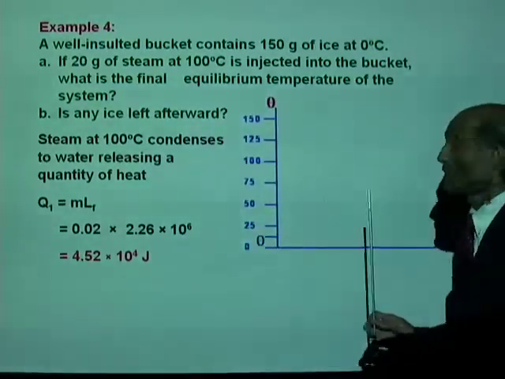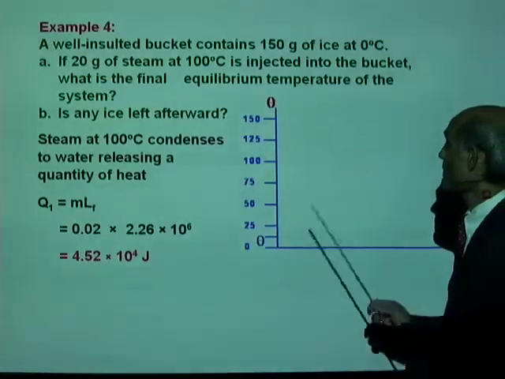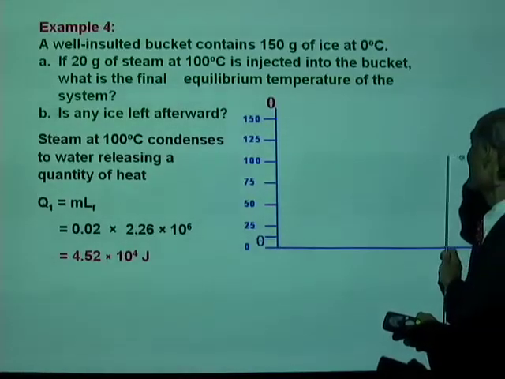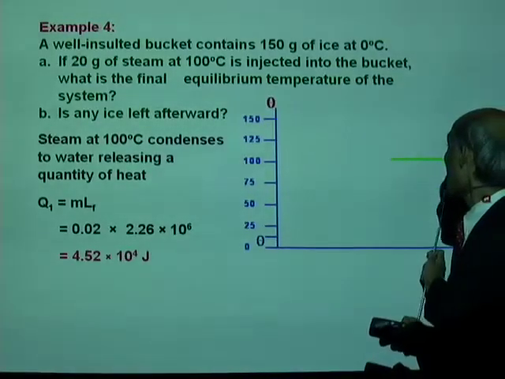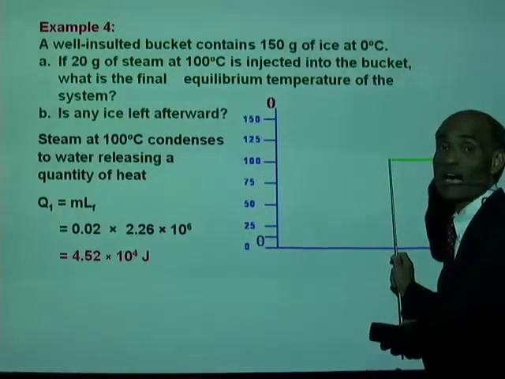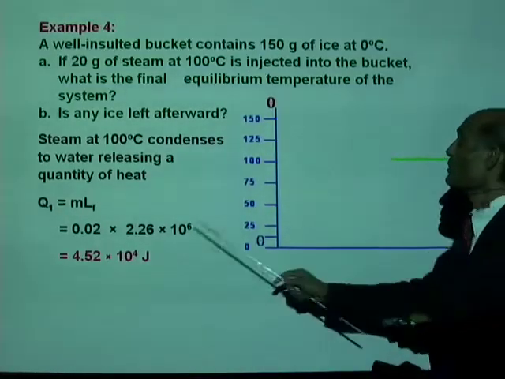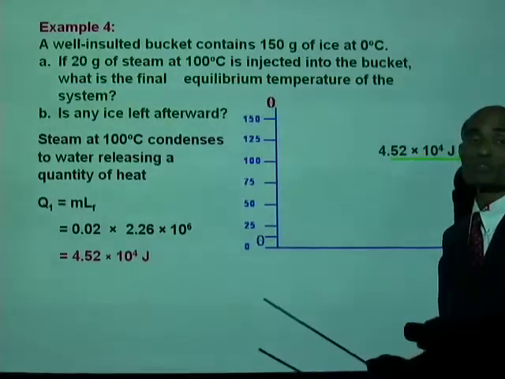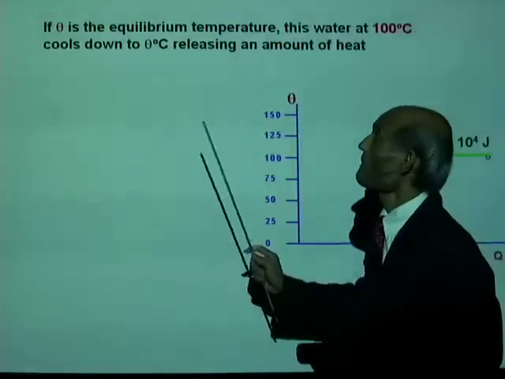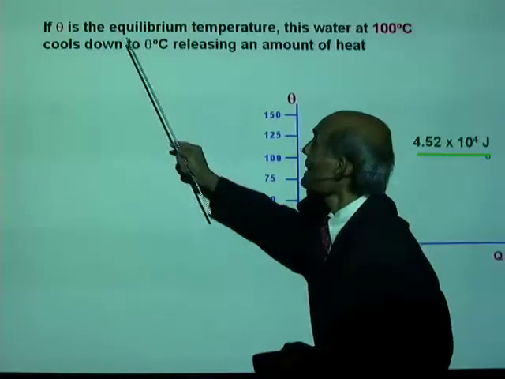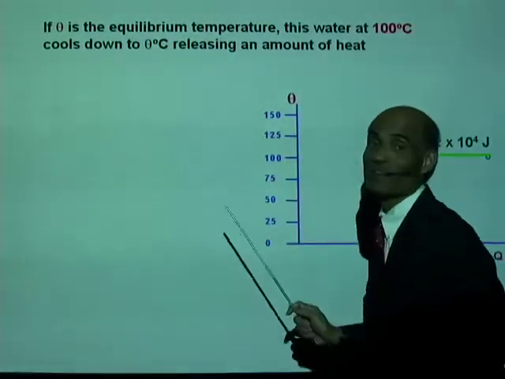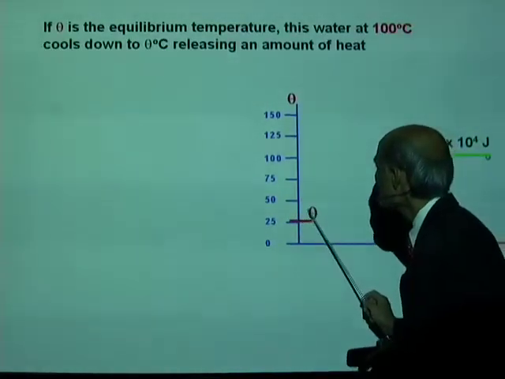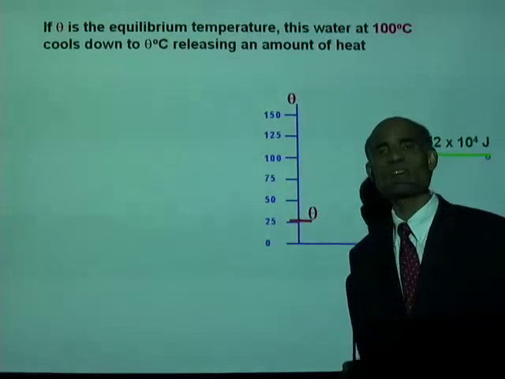Let's do it on a graph. Where will that look on the graph? We have steam at 100 degrees Celsius here, and all the steam condenses to water at the same temperature here. So the amount of heat liberated is 4.52 times 10 to the 4 joules. And now, let's assume that theta is the equilibrium temperature. That means somewhere above 0. Let this be theta. We don't know what value it is.